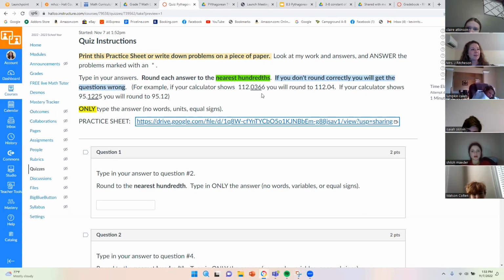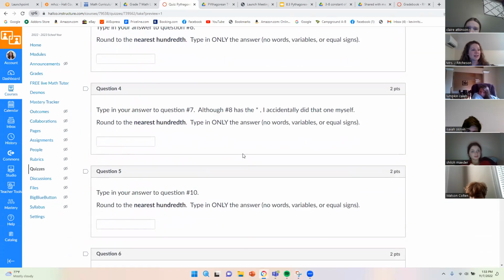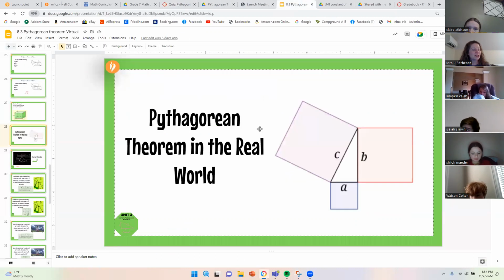And then I give you a couple of examples. Okay, so these are like real world type questions. So make sure you look at that Google sheet I give you access to. You can see my answers and my work on half of them, and then you guys have to do the other half. Okie dokie. All right, so let's get into Pythagorean theorem in the real world.